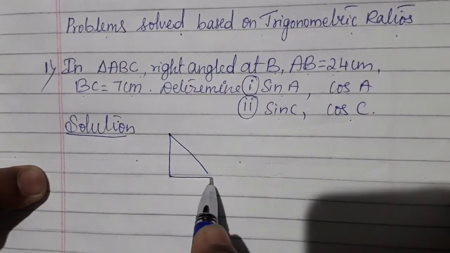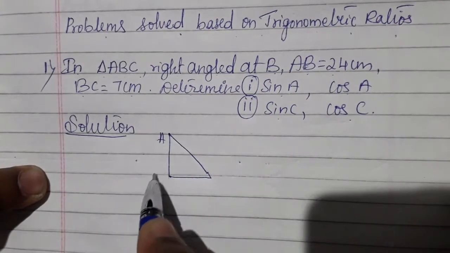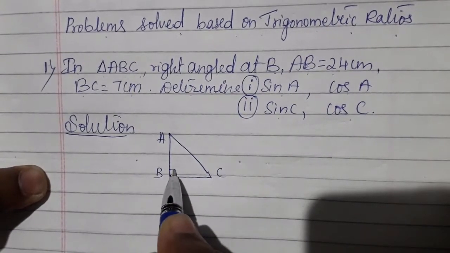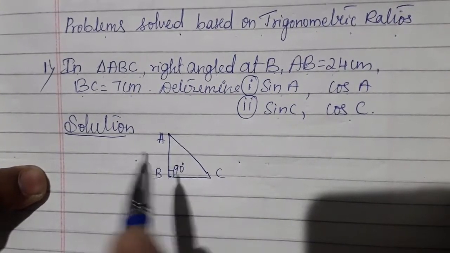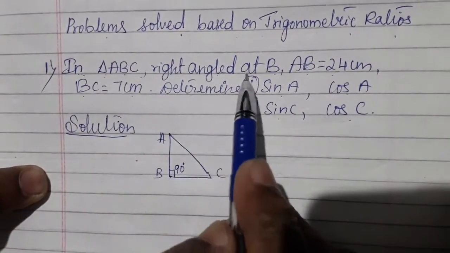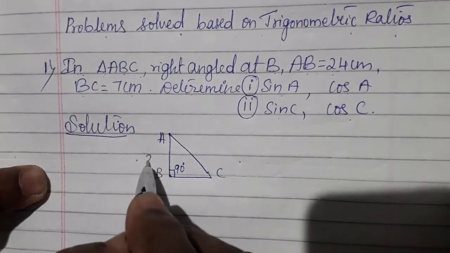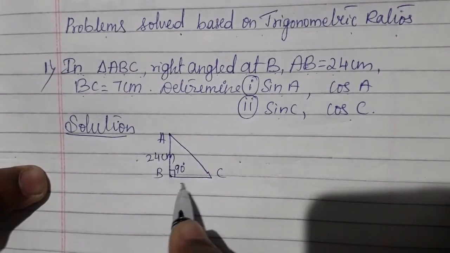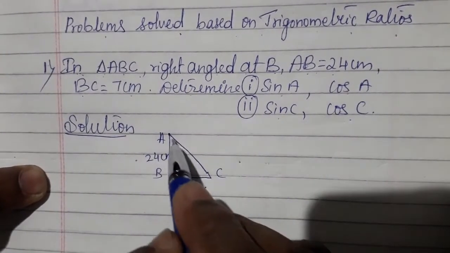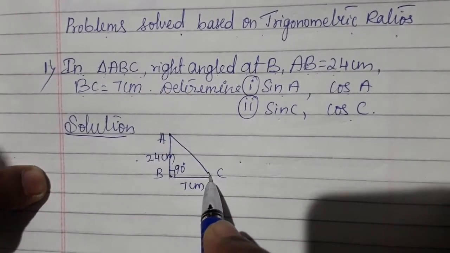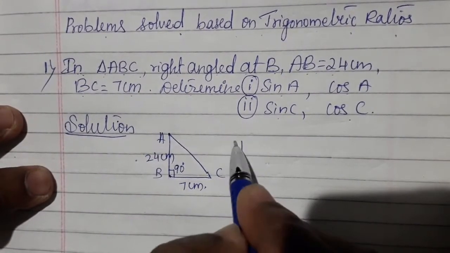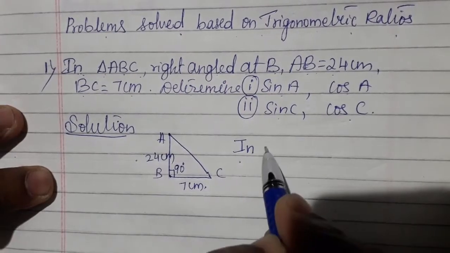Triangle ABC. Angle B is 90 degrees. In triangle ABC, right angled at B, therefore angle B is 90 degrees. AB is 24 centimeters, BC is 7 centimeters. I need to find AC. For this, we have to use Pythagoras theorem.